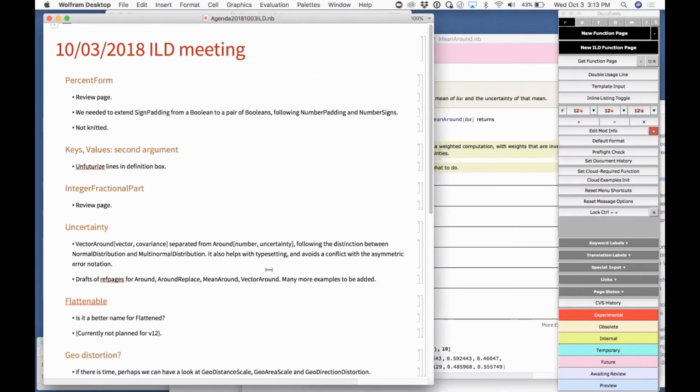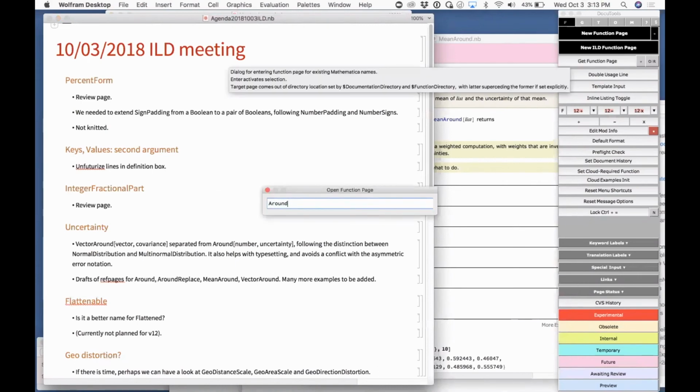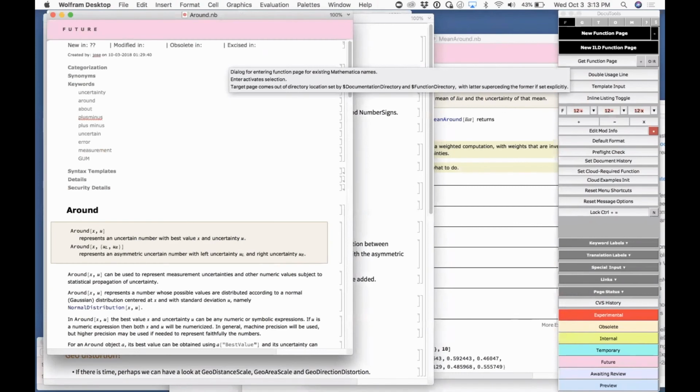Okay, so we can have a look at the page of around itself. Here, the main thing I'm still considering is how to call the parts. Right now I'm calling best value X and then uncertainty U. I don't like best. Central value or primary value? Because here two natural names are center and mean. But of course, once we deal with the asymmetric case, they are not good names.